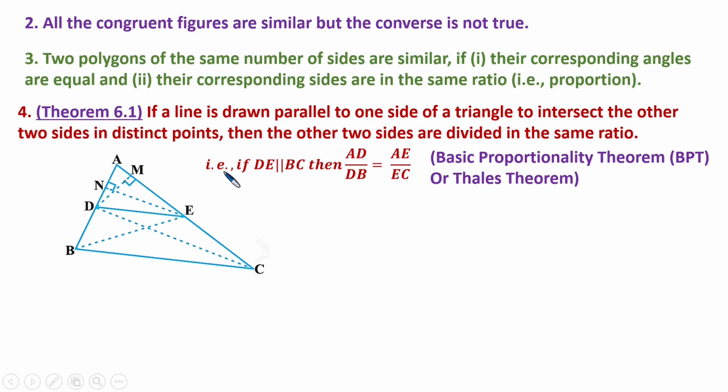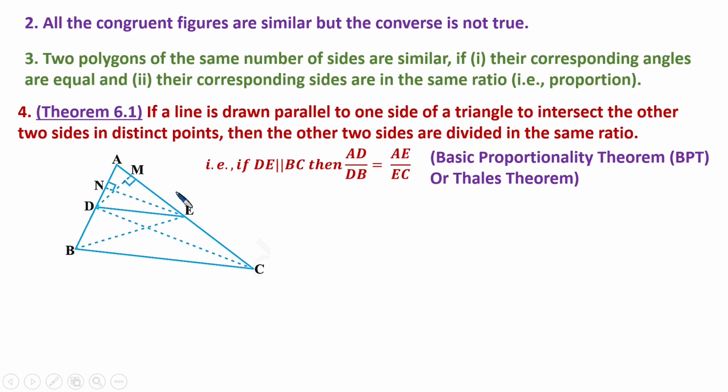So here it is written that if DE is parallel to BC, then AD by BD is equal to AE by EC. It can be the same, it can be 1 by 4, then this also should be 1 by 4. So this is called the basic proportionality theorem, BPT, or Thales theorem. Wherever I use this condition, I will abbreviate it and write simply BPT, that is, basic proportionality theorem.